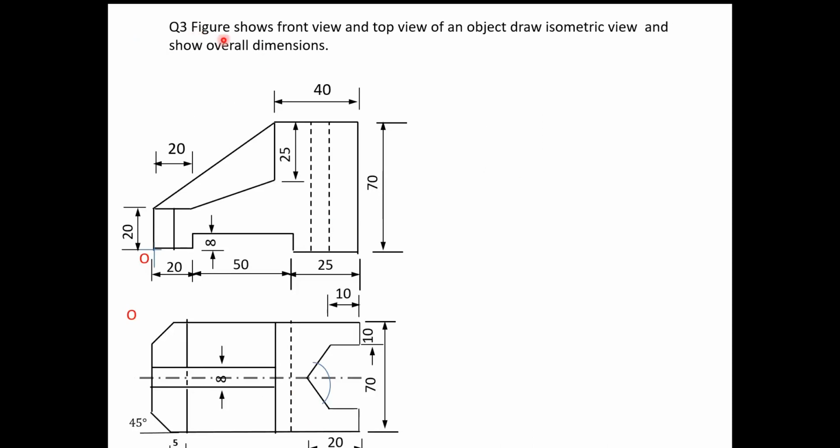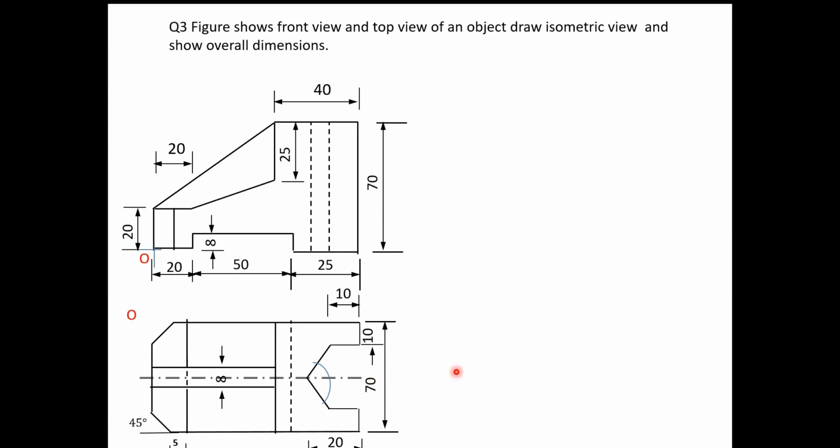Question number 3. Figure shows front view and top view of an object. Draw isometric view and show overall dimensions. Now if you see here in this problem, in front view we get length and height. Height is 70. So length is 20 plus 50 plus 25, that is 95. Then width, that is 70, is visible in top view.